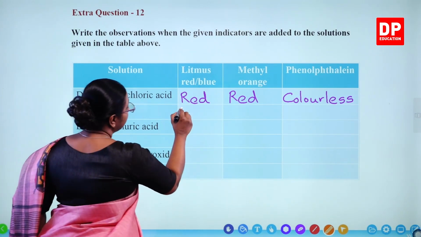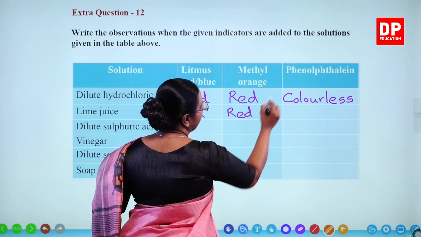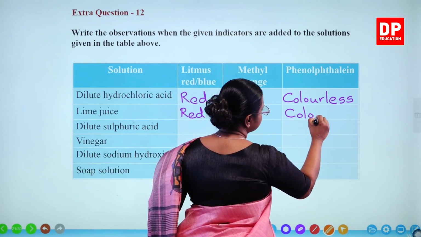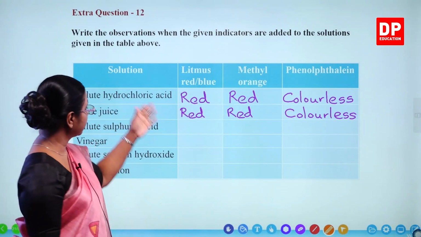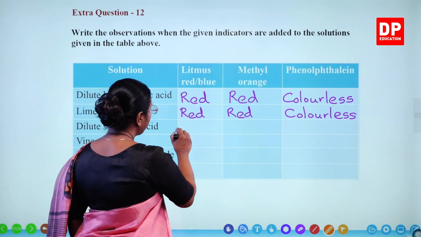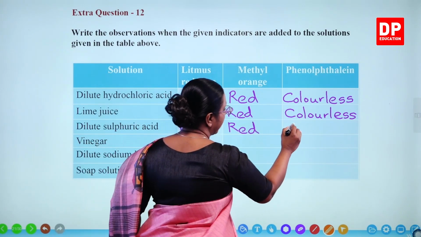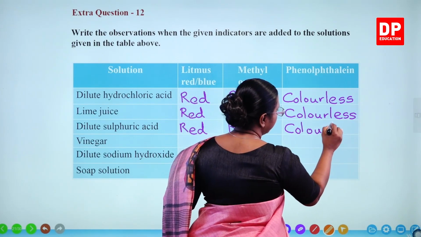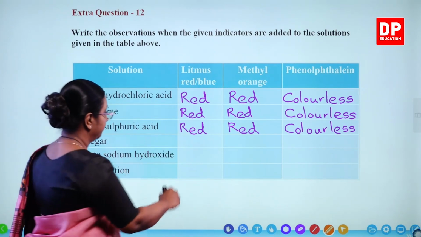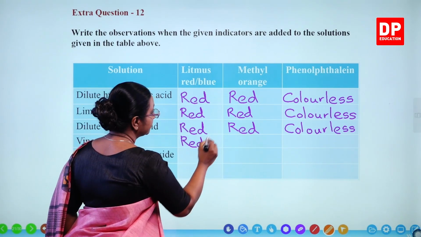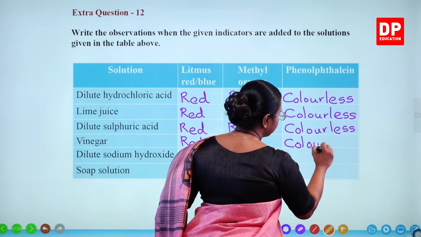Lime juice again, litmus is red, methyl orange red, and phenolphthalein colorless. Dilute sulfuric acid, all are acid, so the same observation. Red for litmus, red with methyl orange and colorless with phenolphthalein. Vinegar, same thing. Red with litmus, methyl orange also red and phenolphthalein colorless.